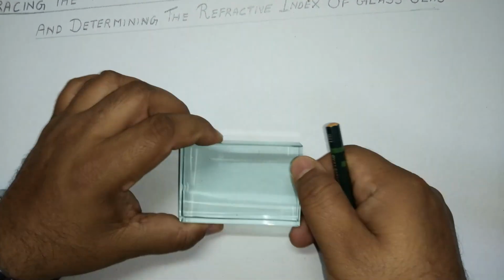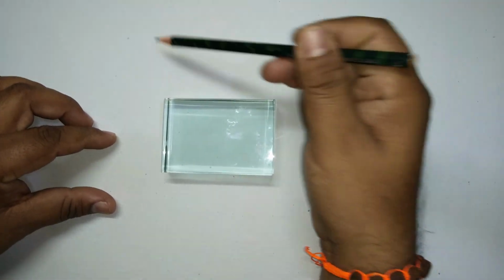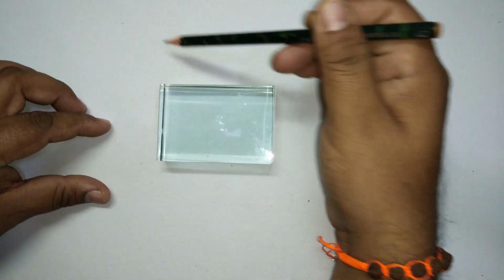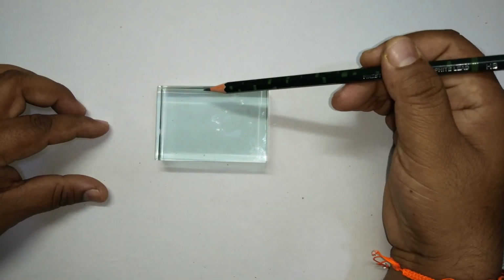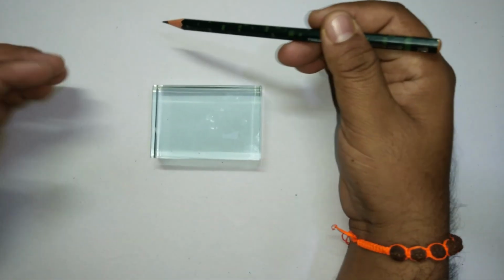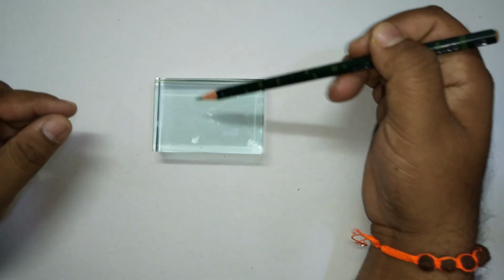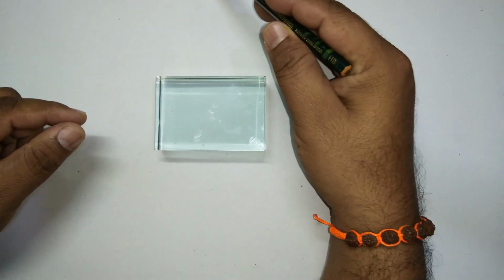Suppose I keep it here. There will be a ray of light which passes here, goes through the glass slab, and then comes out. I'll be showing you the ray of light passing through. We say that when a ray of light goes from one medium to another, it bends, right? So I'll show you that bending, that's tracing the path of the ray of light.